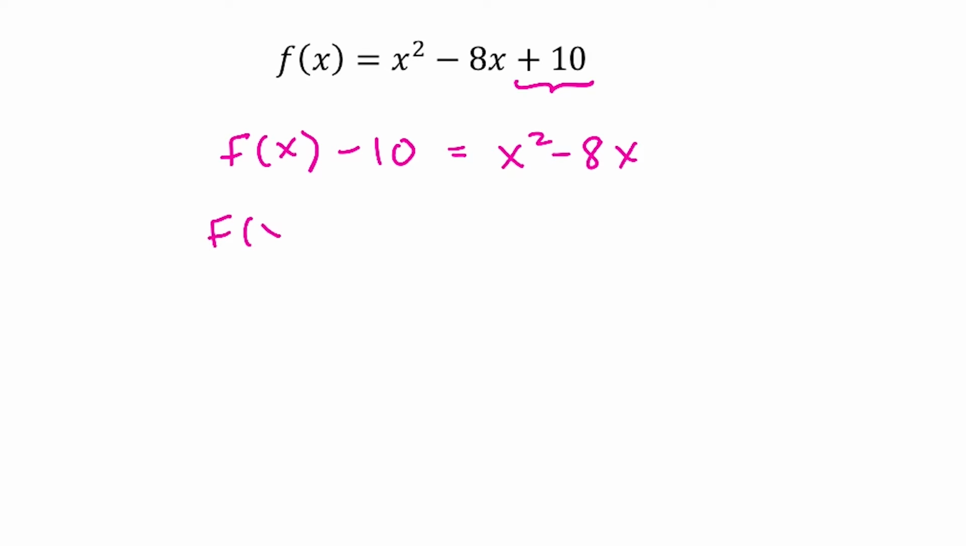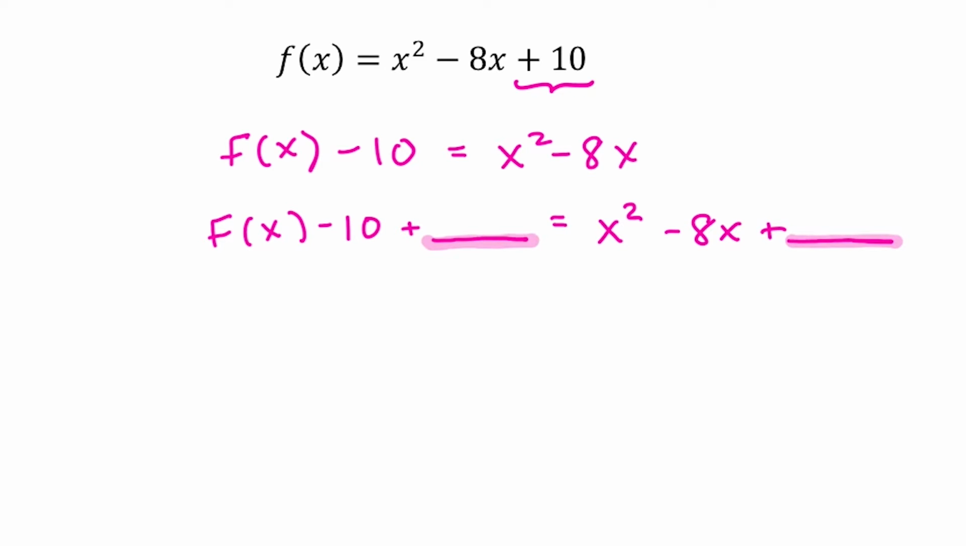Now what I want you to do next is on both the left and the right hand side of the equation, I want you to just write a space like this. Because this is where we're going to fill in the number to complete the square. To figure out what that number is, you're going to take your linear coefficient, which is your number in front of your x, and you're going to divide it by 2 and square it. So negative 8 divided by 2 is negative 4, and then we square that, we get 16, and that's going to fill in both of these spots right here.